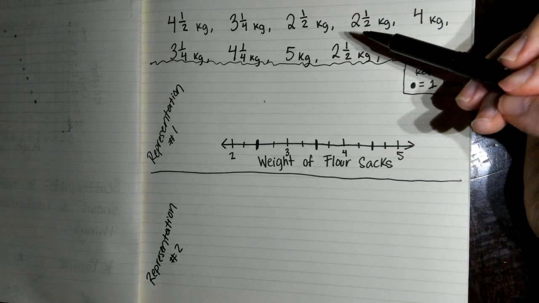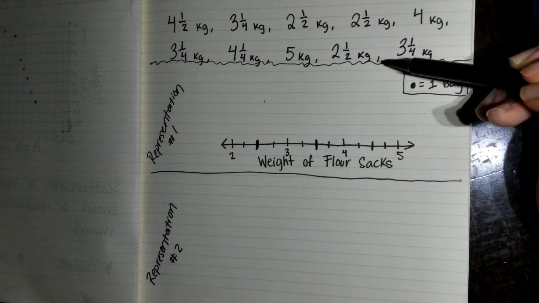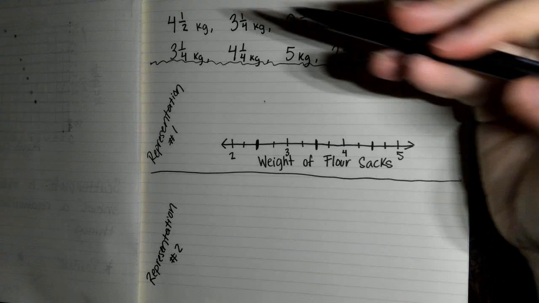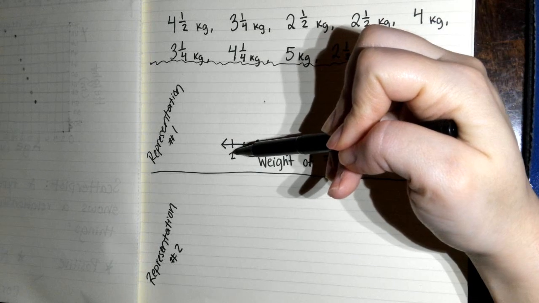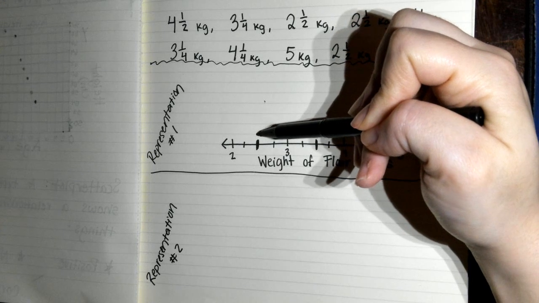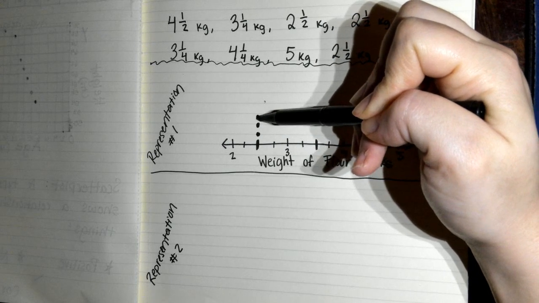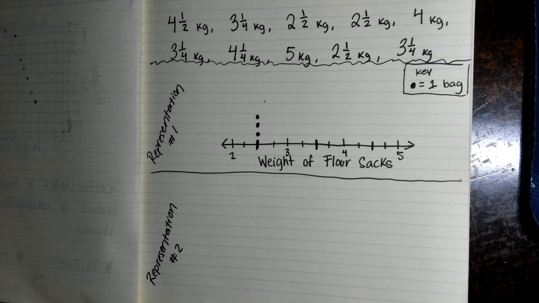I'm going to start with my lowest number. So I see 2.5, 2.5, 2.5. I see 3 2.5s. Okay. So no 2s, no 2 1/4s, but I've got 3 2.5s. So 3 dots go above 2.5. Now that's it for the 2s.